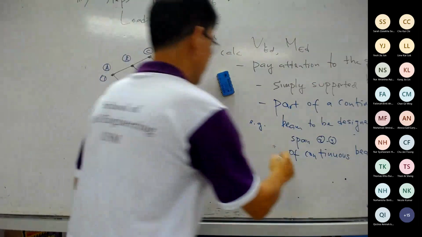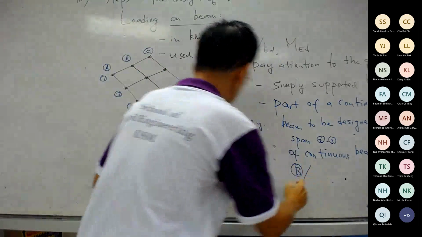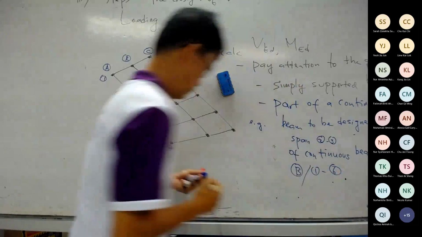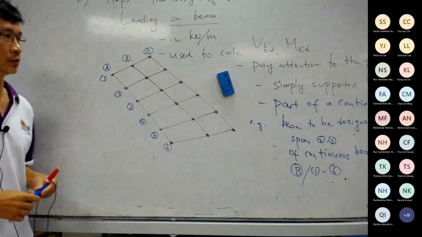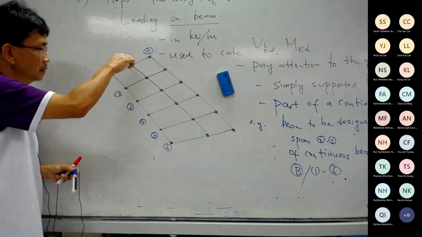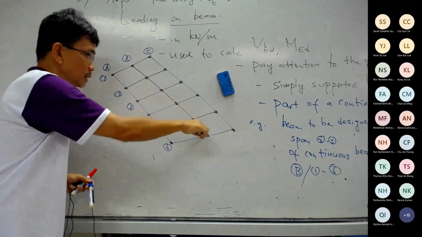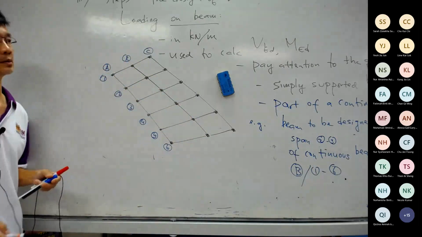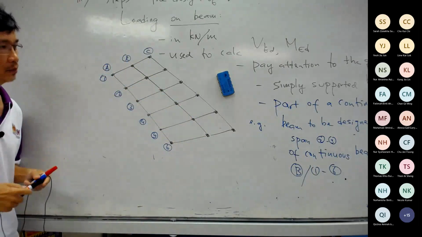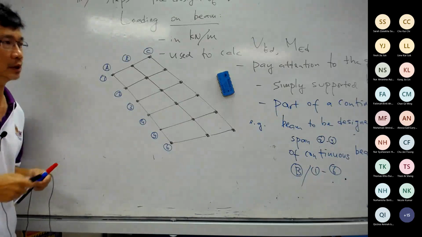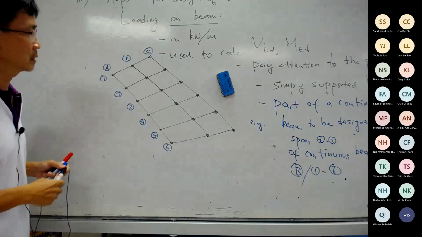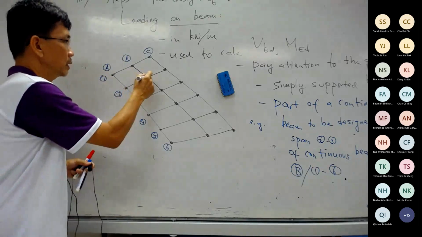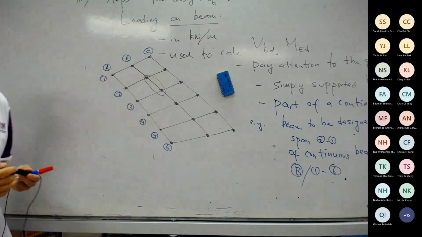Continuous beam B/1 to 6. So in your design project, if you choose this continuous beam, you have to design all spans. You have no choice because you are in the design project. But in the question, if it says beam to be designed for span 2, 3 of the continuous beam, it means you only look at this particular span. Okay.